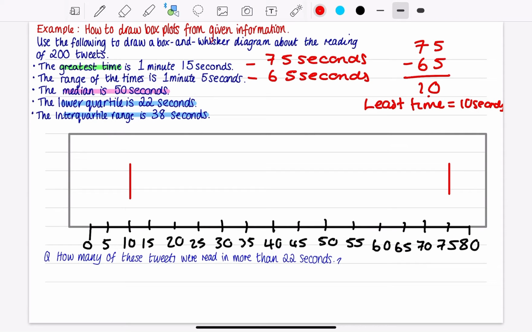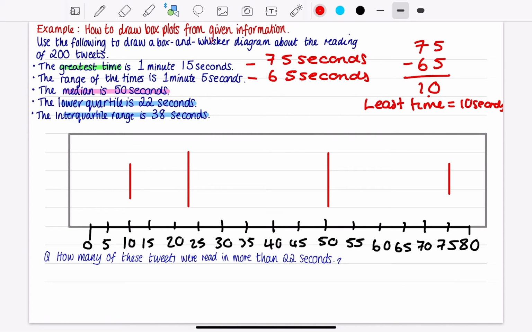My median is the next thing I am told, and my median is 50 seconds. The median is simply drawn onto the diagram as it is that central, middle line on our diagram. So my median sits at 50. Remember, the box is always slightly wider than the lines drawn at the highest and lowest values. Then I'm told my lower quartile is 22. So here I would draw my lower quartile, and my upper quartile we do not have, but I'm told the interquartile range.